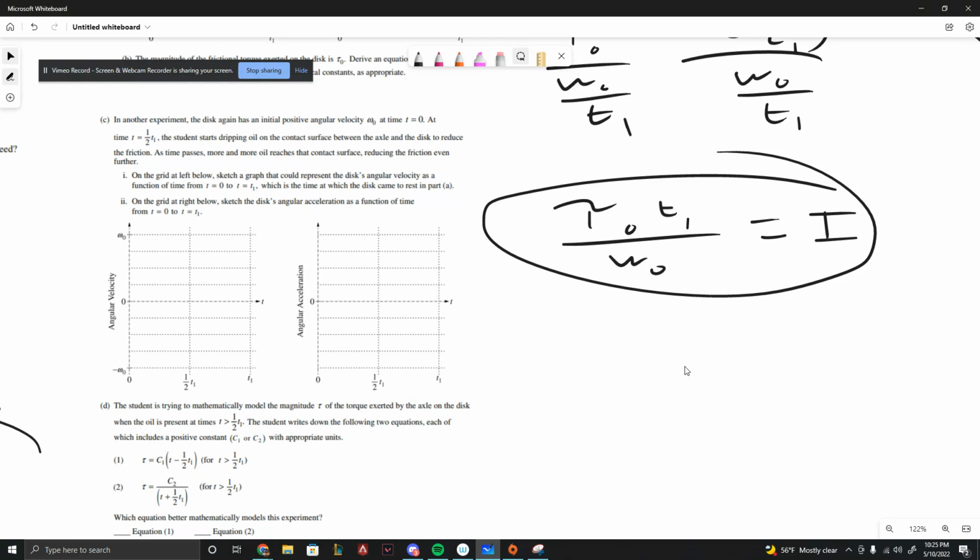So now part C. In another experiment, the discus again has an initial positive angular velocity omega naught at t equals 0. And at the time t equals 1/2 of t1, the student starts dripping oil on the contact surface between the axle and disc to reduce the friction. As time passes, more and more oil reaches the contact surface, reducing the friction even farther. So now we're asked to repeat and graph this again, basically.